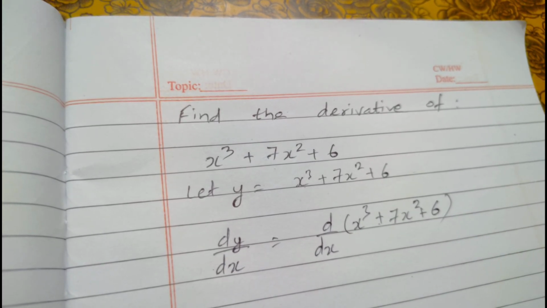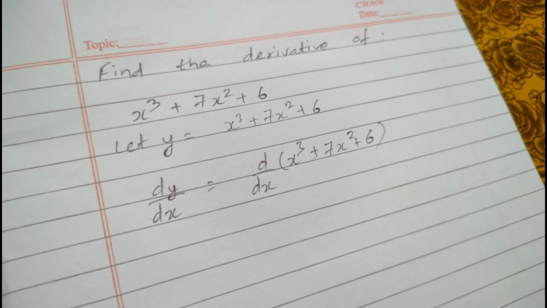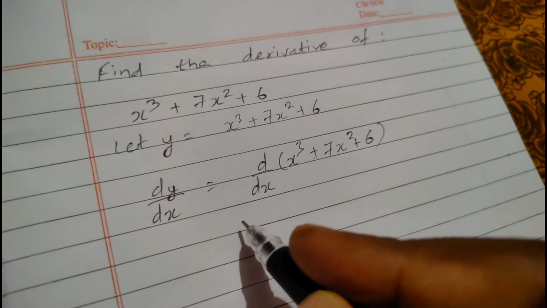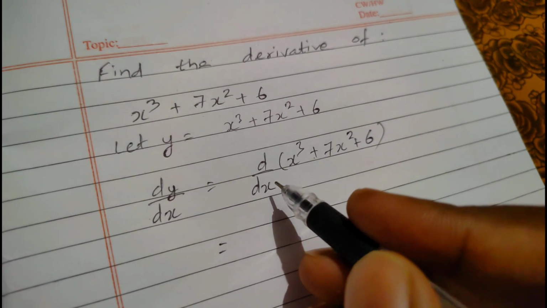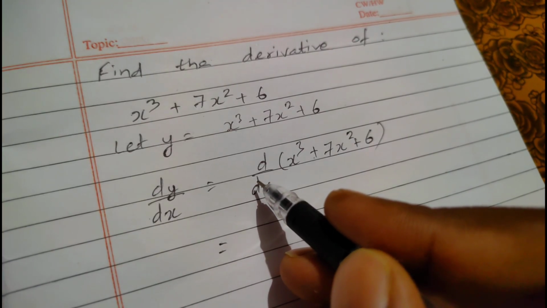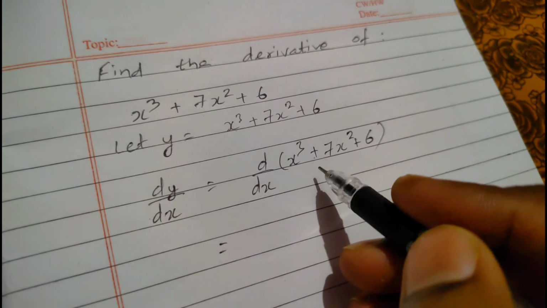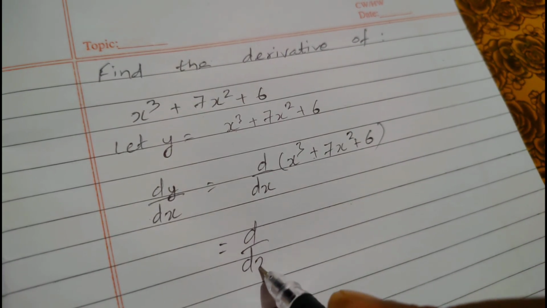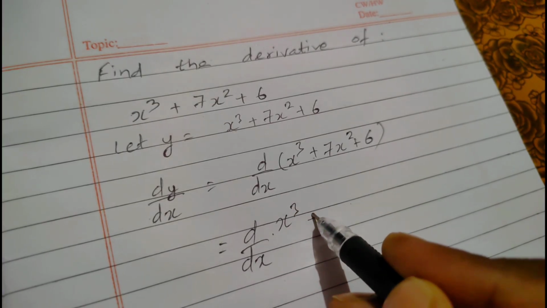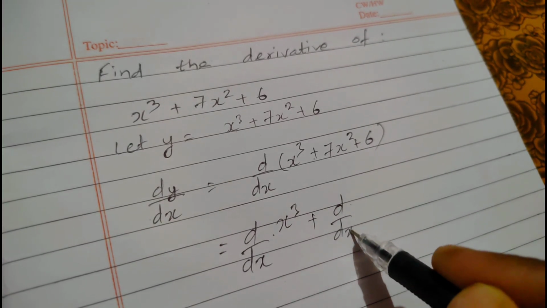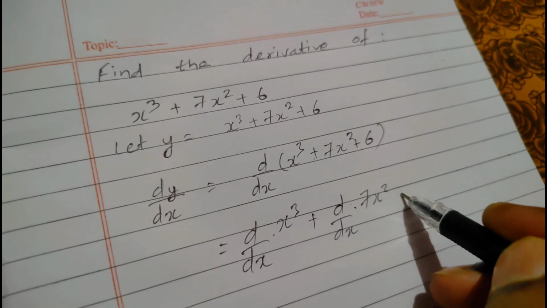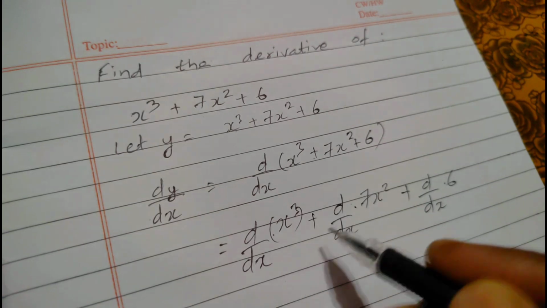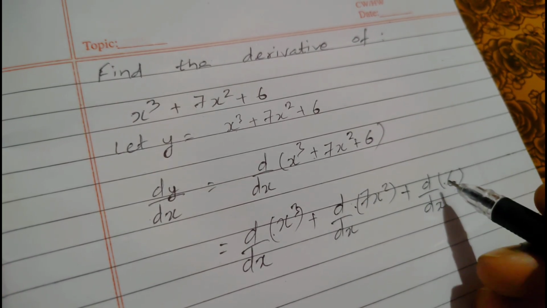Yeah, so here what we have to do is we have to find the derivative of each and every one. Okay, so first of all we'll take d by dx of x cube, then plus d by dx of 7x square, then d by dx of 6. Okay, we can write this in the bracket also, no problem.